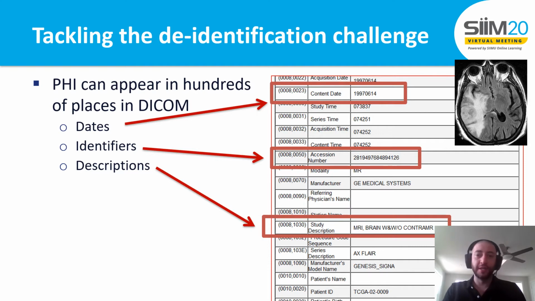So starting with the data collection center side of things and the de-identification challenges, those of you that are familiar with DICOM are well aware that the files have both metadata and the pixel data. And the primary challenge with de-identification of these images is dealing with all of the metadata. There are hundreds of tags in every single image and lots of different places where potential PHI could be living. These can include things like dates, identifiers, or even free text descriptions, and all of these things have to be reviewed and anonymized as we process them.